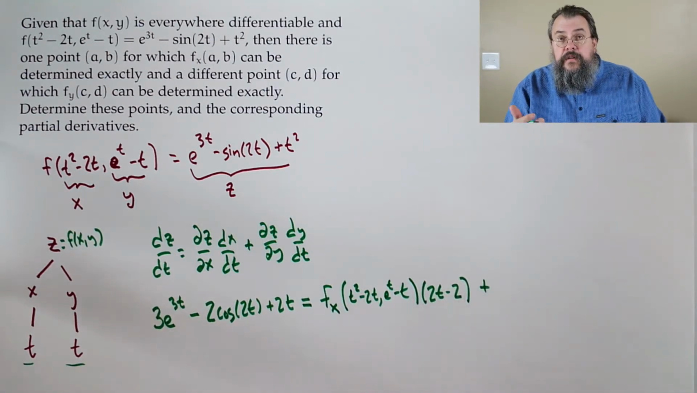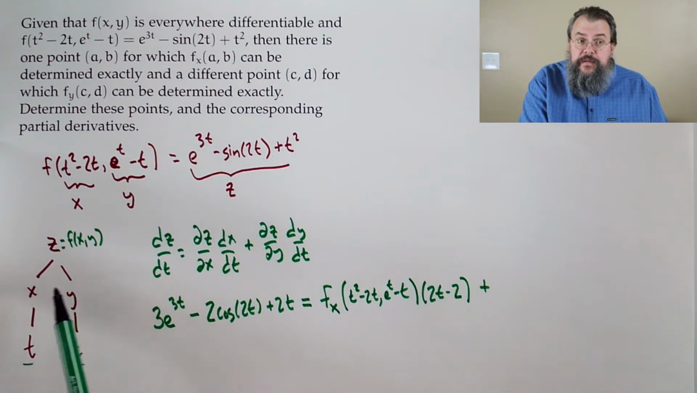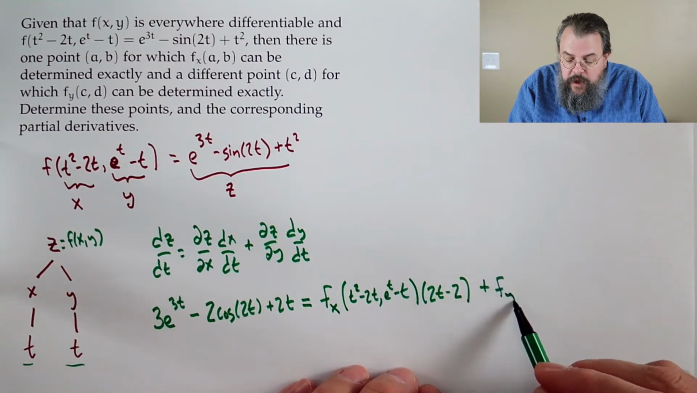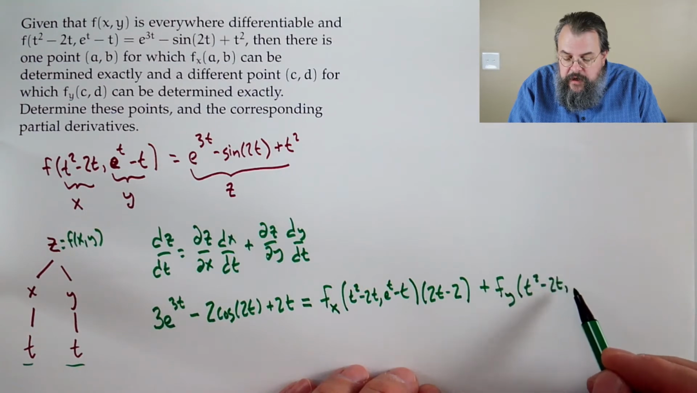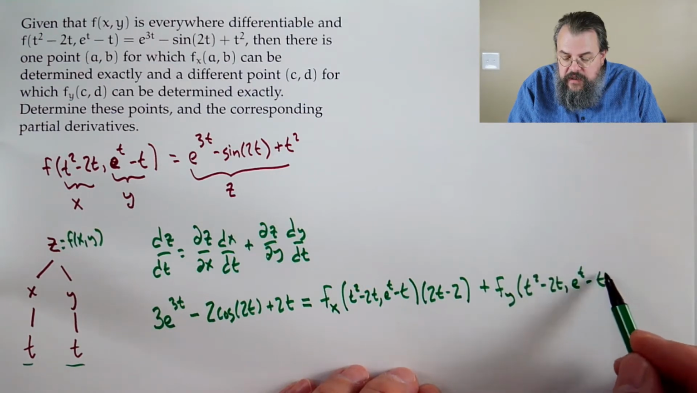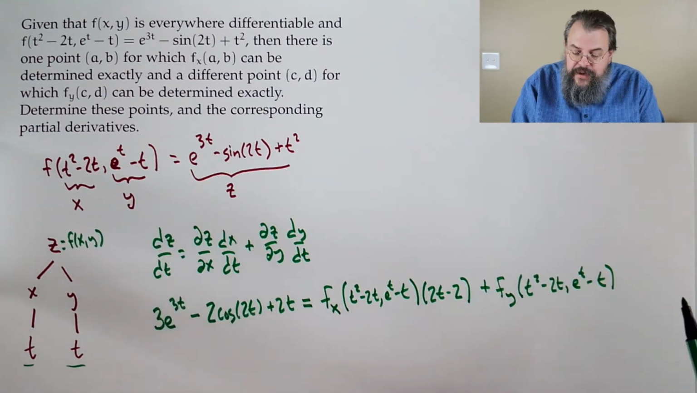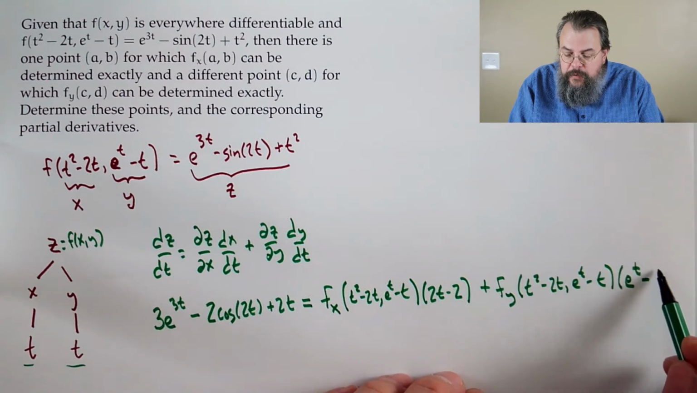Plus, now we do the same thing, partial z partial y. Z is a function f of x, y, so partial z partial y is f sub y. You write in what x and y are as functions of t, times dy dt. So take the derivative, and we get e to the t minus 1.